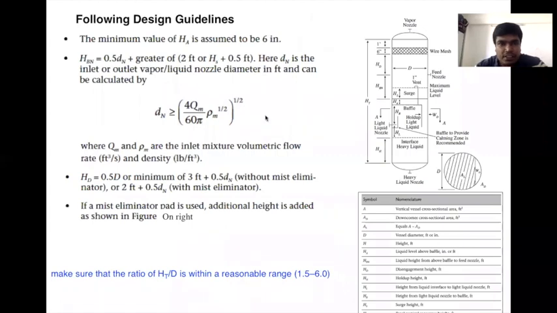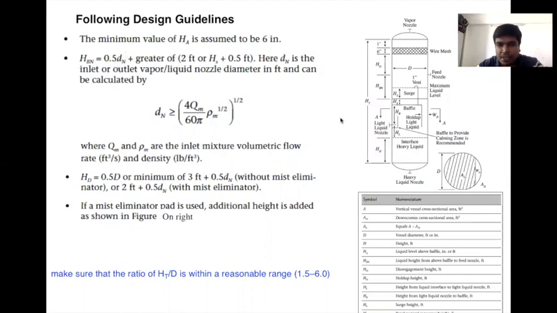So here you can see that in the last I have written: make sure that the ratio of H by D is within the reasonable range of 1.5 to 6. Once this is satisfied, you can tell that the design is done in a good manner or not. Okay. So further, different heights can be calculated by knowing the feed nozzle diameter, right?